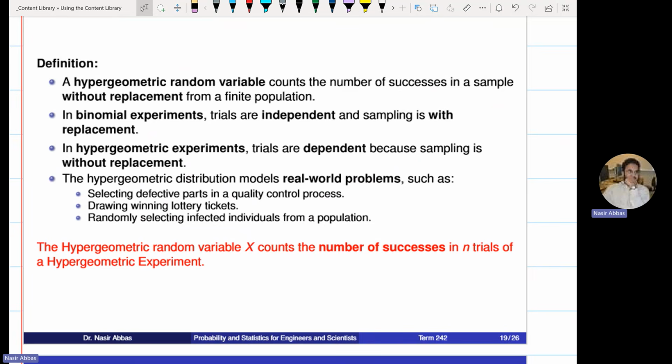Now, in binomial distribution, there were 4 conditions. Number 1, you repeat the experiment n times, a fixed number of times. Number 2, every trial was either a success or a failure. And then the trials were independent and the probability of success was constant, right? This was the diagram.